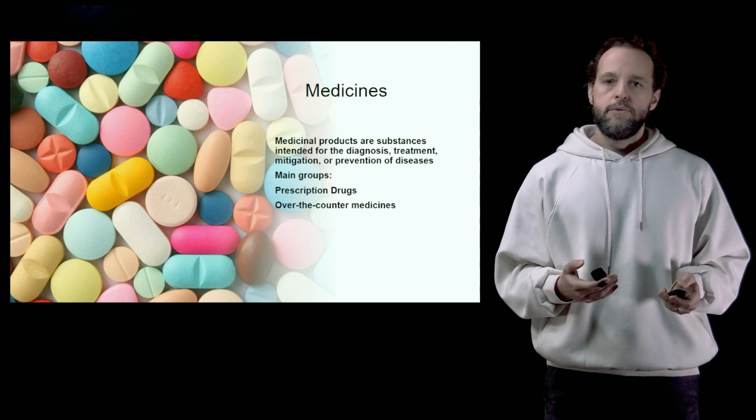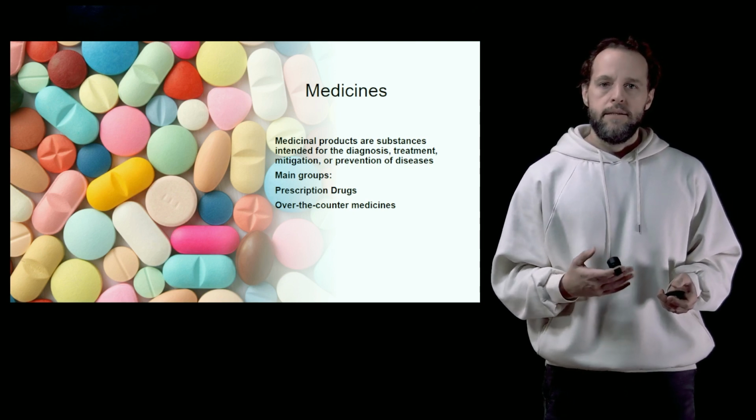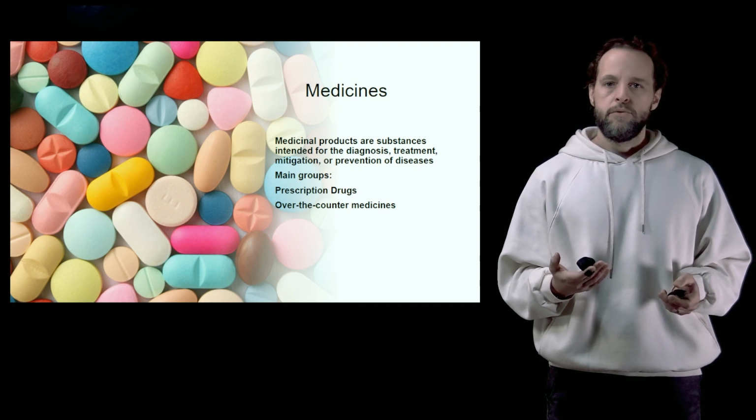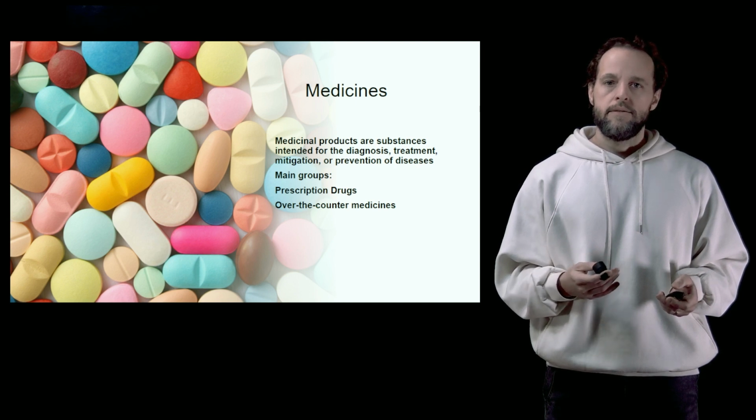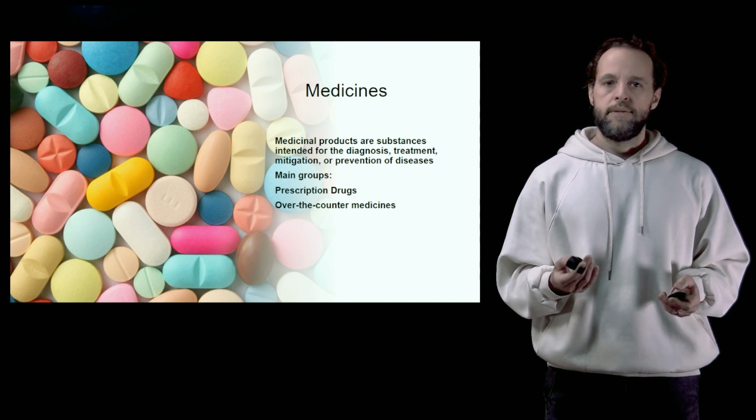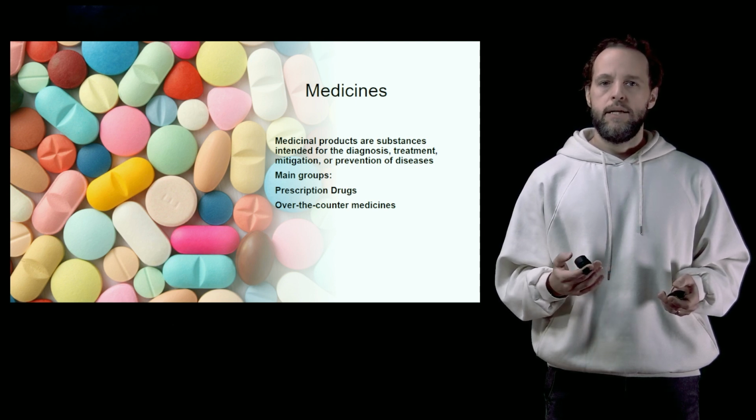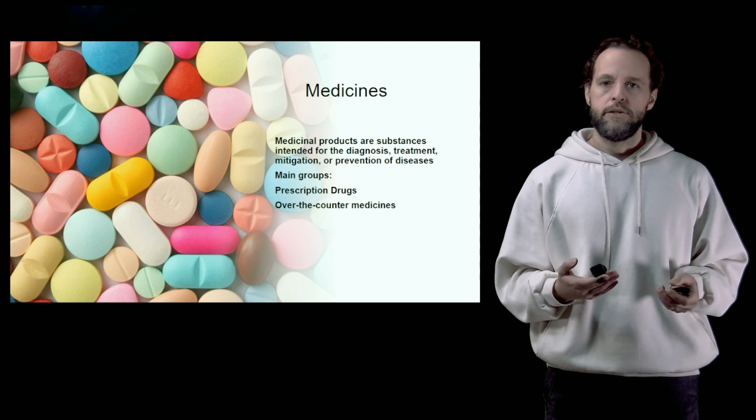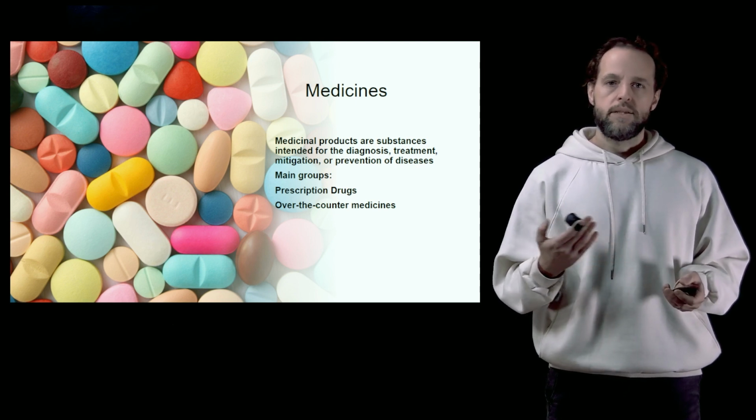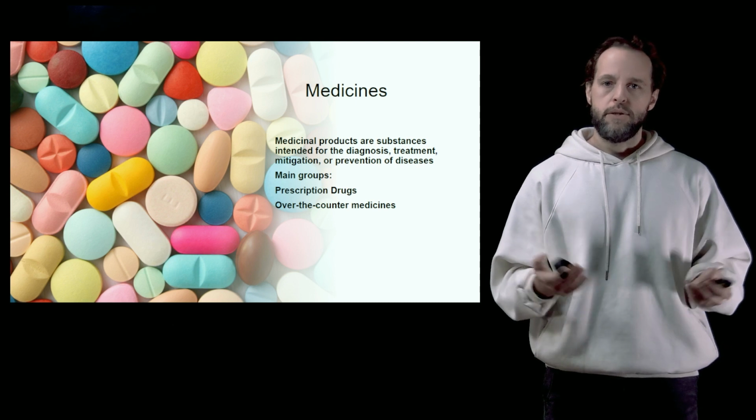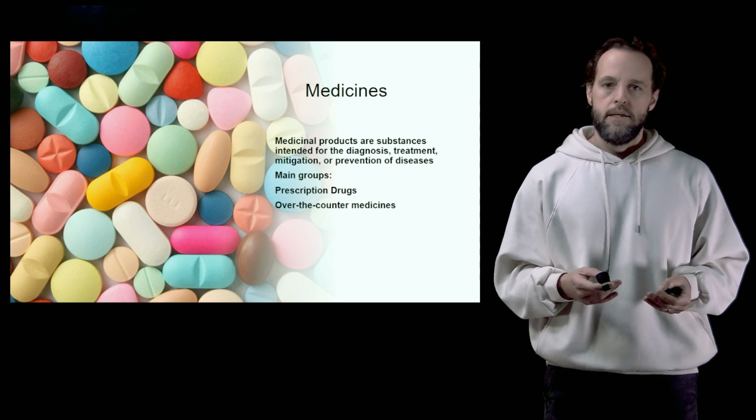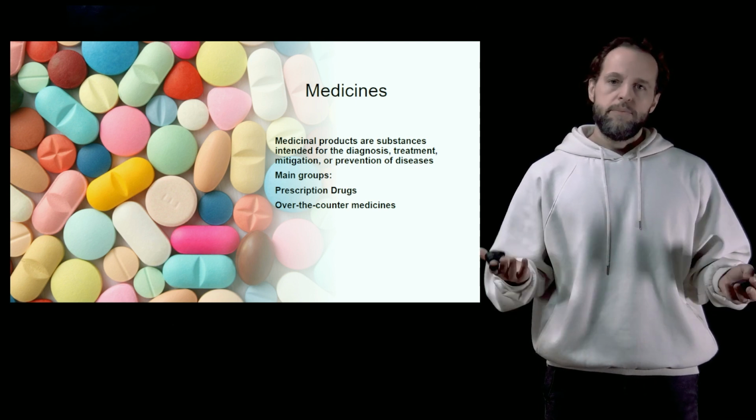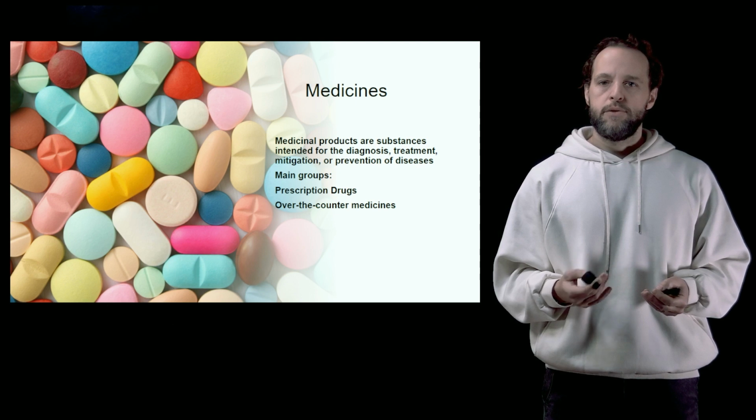So let's start with medicines. They are substances intended to diagnose, treat, mitigate, or prevent diseases. The main group of drugs are prescription medication. These are medications that require a prescription to be used by a patient. Another type will be over-the-counter medications, which we can buy by ourselves in pharmacies. And these medications do not require a prescription from a doctor.